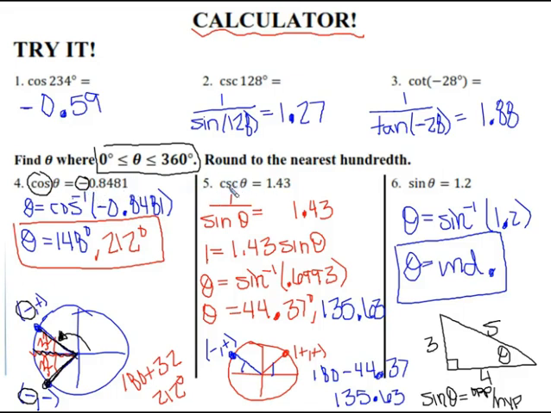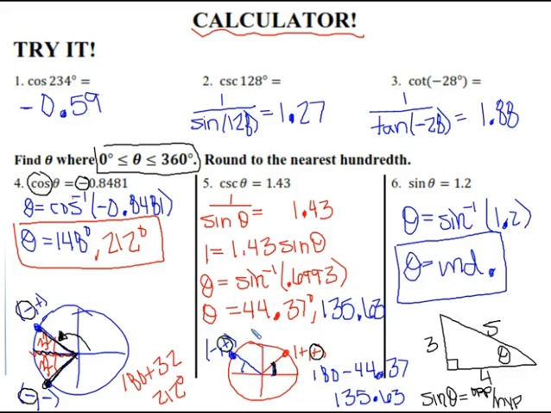Now, if we check out number 5, we're dealing with a reciprocal trig function, so we've got to rewrite cosecant as 1 over sine. Doing a little algebra here, we can eventually figure out that theta is the inverse sine of this decimal, which would give us 44.37. So if we were to graph that angle, that would be somewhere right here. And since we're focusing on sine, in this case, sine is positive. So in which other quadrant is sine positive? Well, that would be the second quadrant, right there.